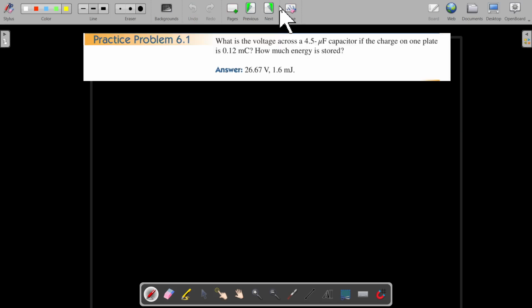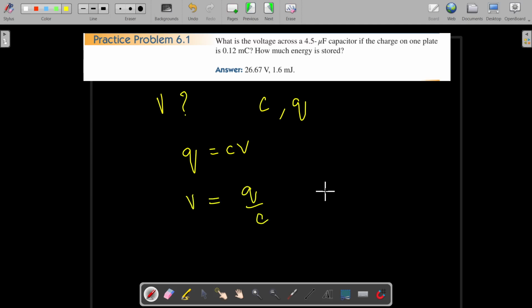Now let's get started. What is asked here? We need to find V. What is given? We are given the capacitance value and the Q value. Which formula relates these two? We can easily go for the second formula, Q equals CV. From that you can rewrite this as V equals Q by C.